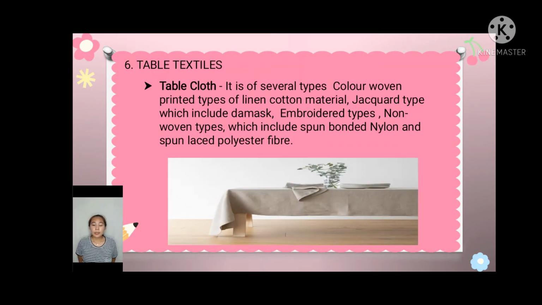And next one is the table textiles. A tablecloth is of several types: color woven, printed types of linen cotton material, jacquard types which include damask, embroidered types, and non-woven types which include spun blended nylon and spun lace polyester fiber.